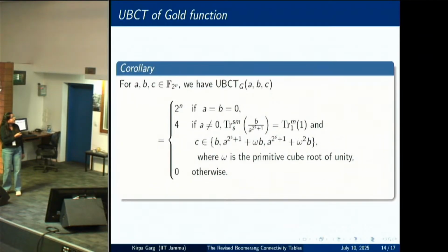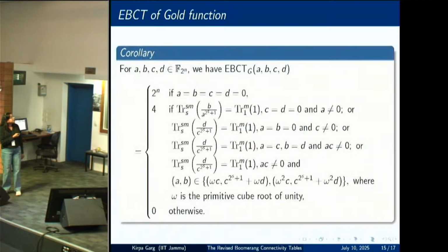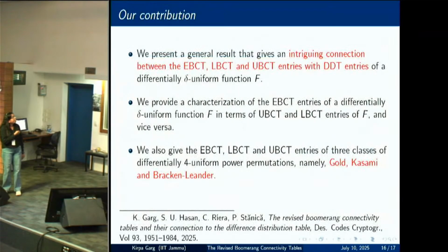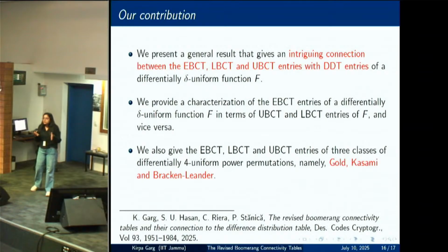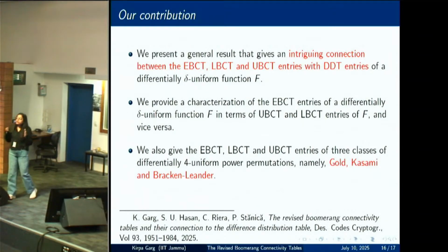Similarly, we have the UBCT of the Gold function and EBCT of the Gold function. So I would like to summarize by saying that this is our work. In this, we have basically found an intriguing connection between EBCT, LBCT, and UBCT and the DDT entries. Moreover, we were able to characterize EBCT entries in terms of LBCT and UBCT entries.